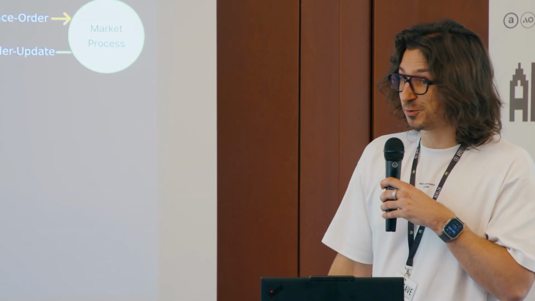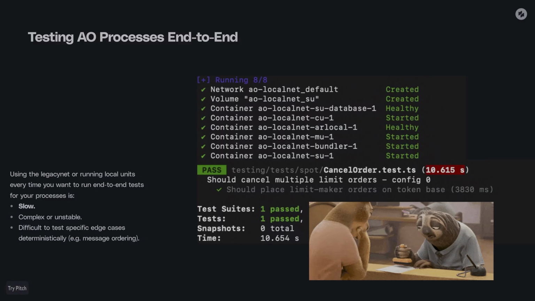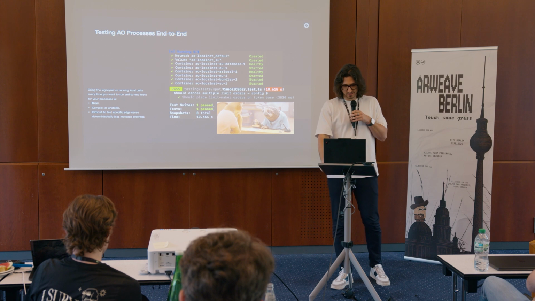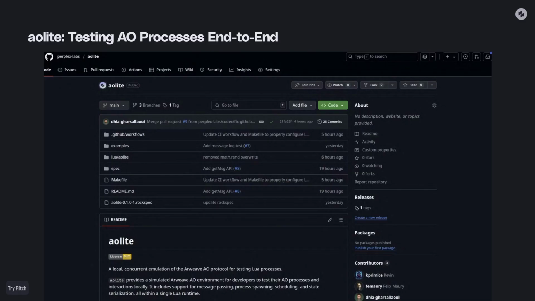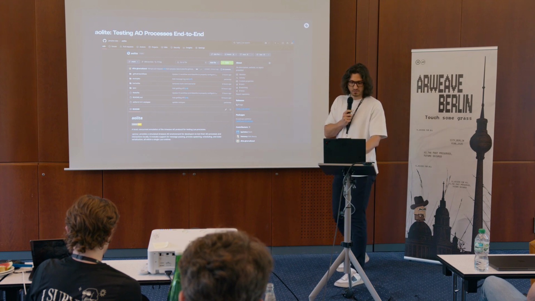And for that, in order to test it, we had some problems. I think like everyone, we tried to run AO locally, and it took too much time to test. And so we decided to create AO Lite, which is, let's say, an emulator of AO. It just runs everything in Lua locally. So you can already use it. To use it, you just have to do luarocks install AO Lite in your repo, and you can start playing with it.